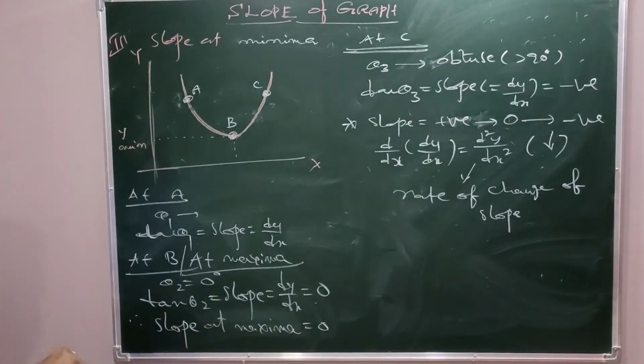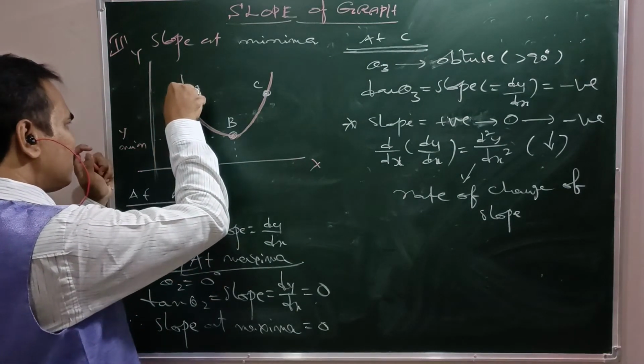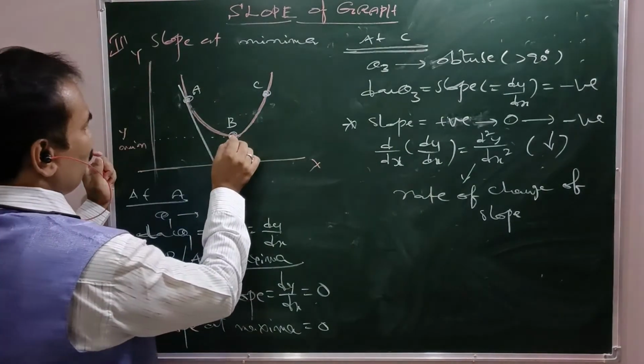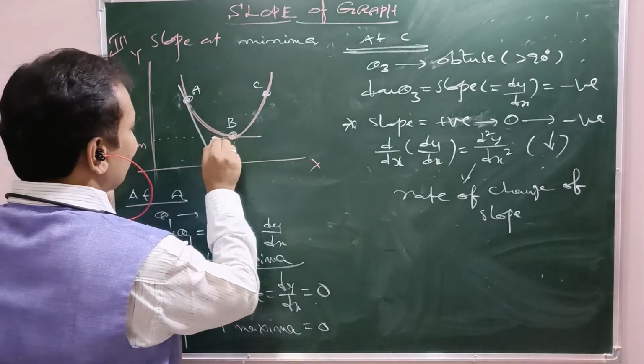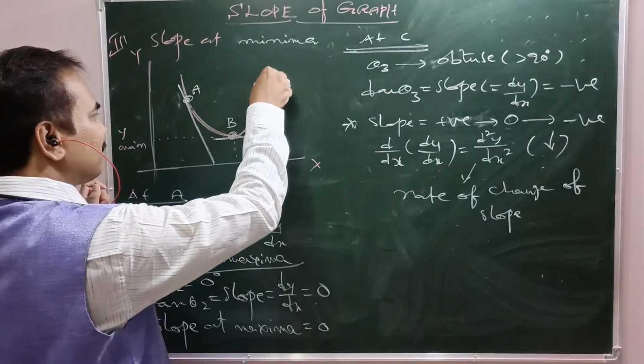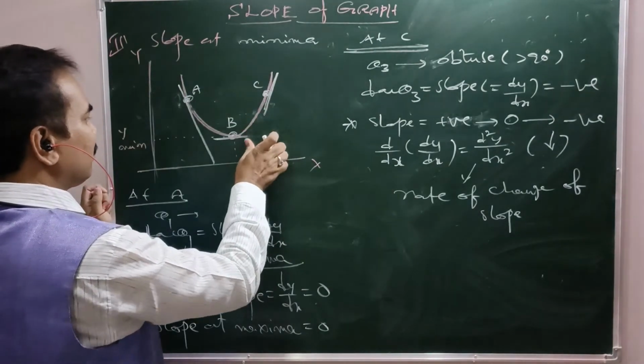Okay. Now I am drawing tangents to the curve. One at point A like that. One more at point B like that. One more at point C like that. Am I right?